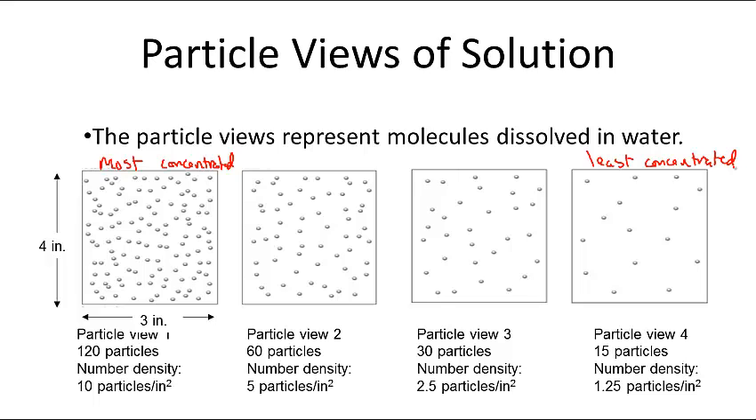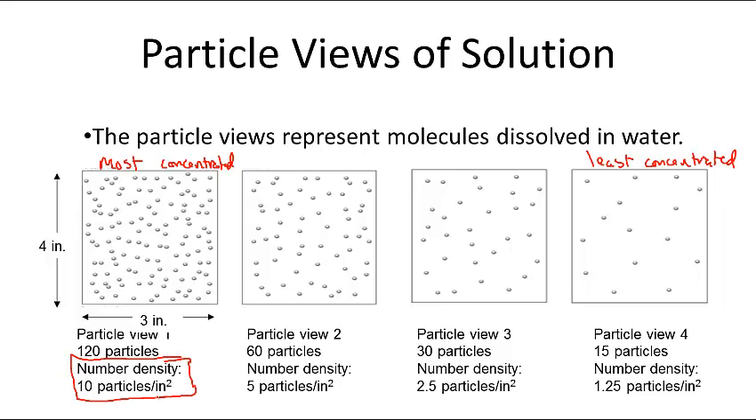Another way to think of concentration is this idea of number density. How many particles do you have in any given volume of solution? So this one on the left, you have 10 particles per square inch. Then you get cut in half each time: 5, 2.5, and 1 1/4.